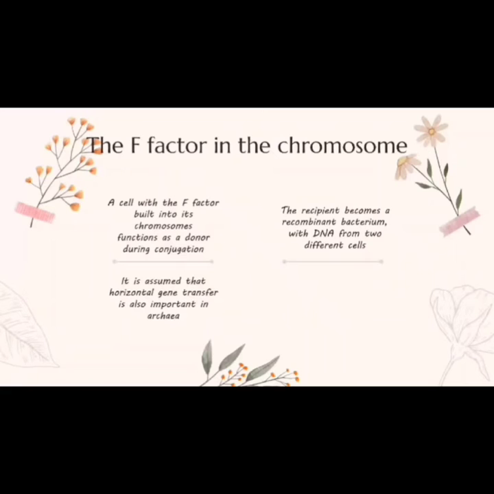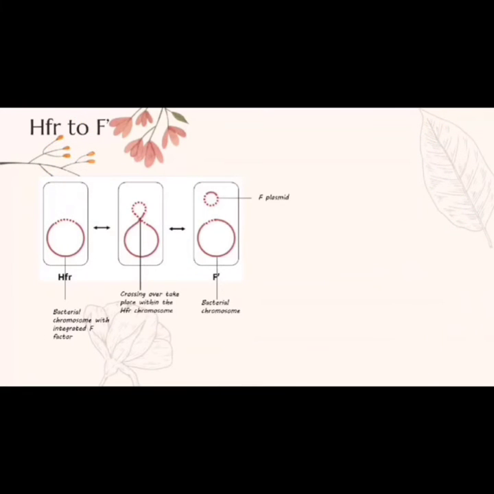The F factor in the chromosome. A cell with the F factor built into its chromosome functions as a donor during conjugation. The recipient becomes a recombinant bacterium with DNA from two different cells. It is assumed that horizontal gene transfer is also important in archaea. The process by which an Hfr cell becomes an F prime cell: in this process, crossing over will take place within the Hfr chromosome to separate the F plasmid and bacterial chromosome and become an F prime cell.